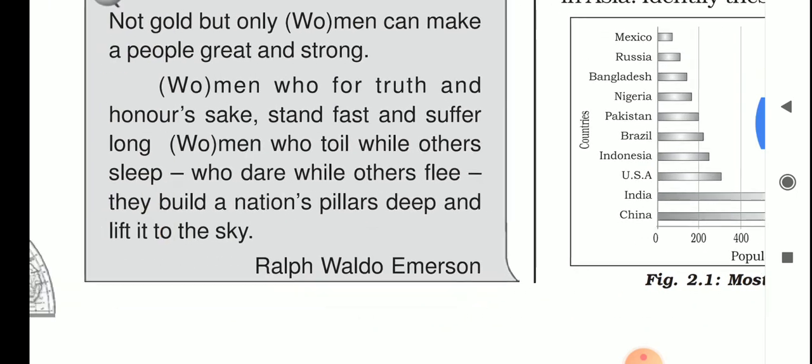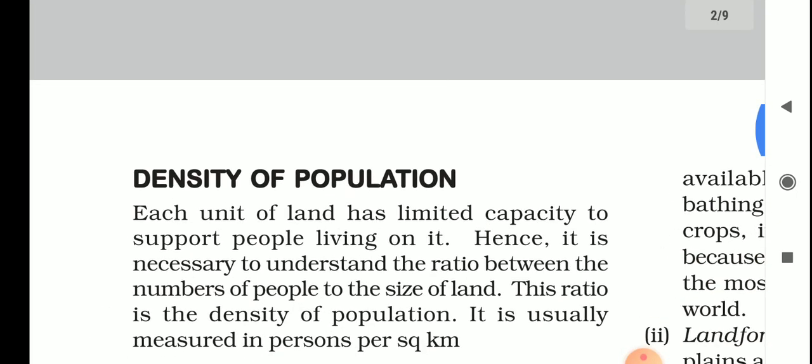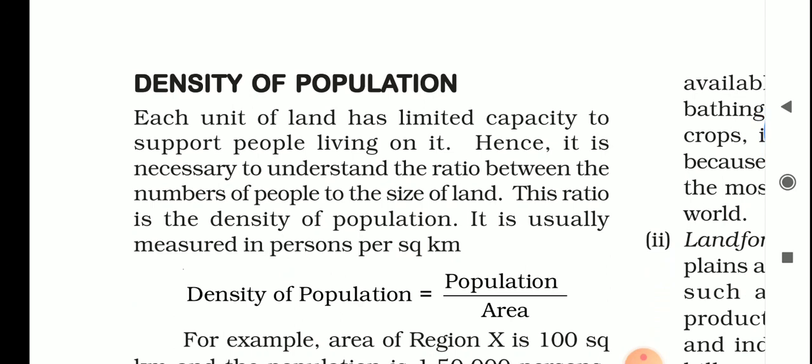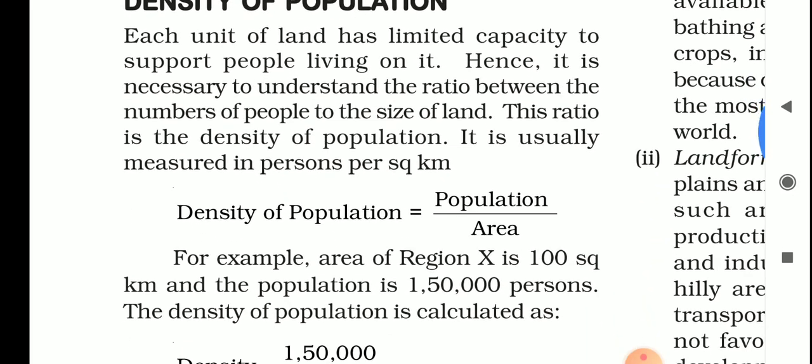According to this, next, students, density of the population. Each unit of land has limited capacity to support people living on it. So it is necessary to understand the ratio between the number of people and the size of land. This ratio is the density of population. It is usually measured in persons per square kilometre. Here is the formula to find the density of population.